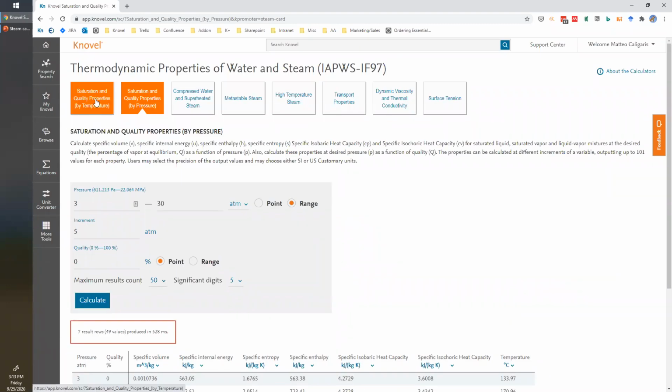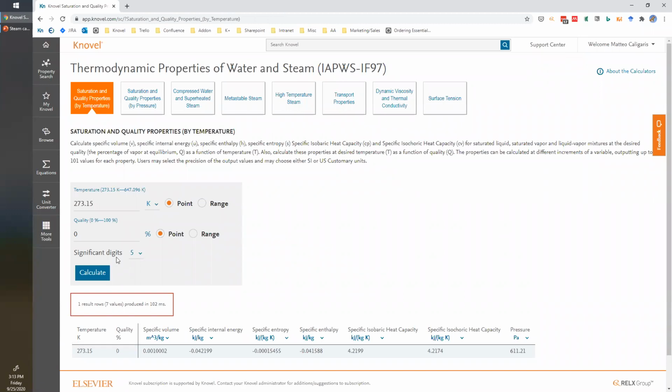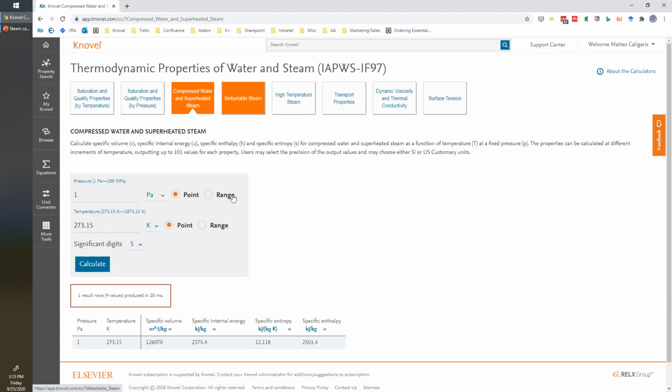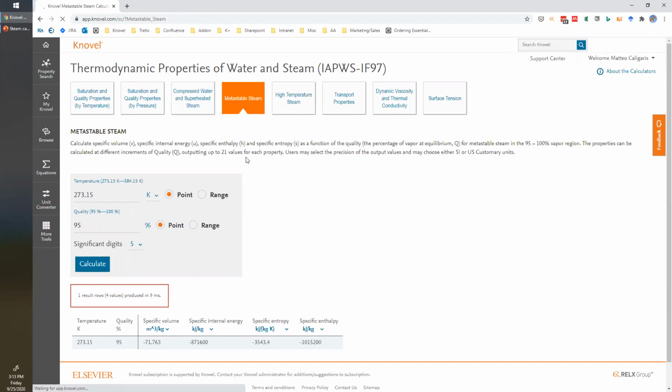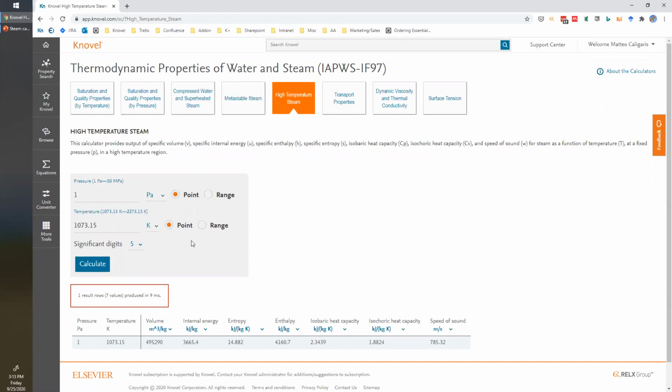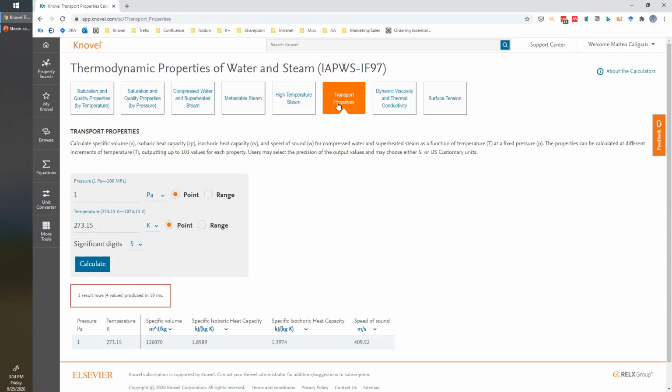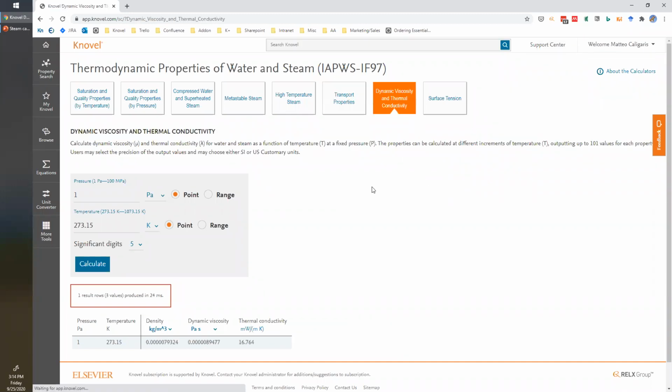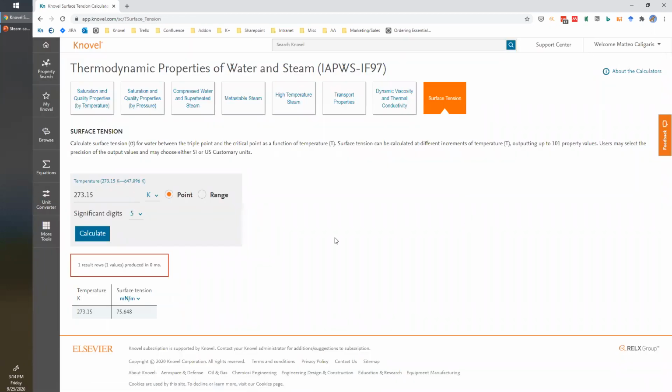With that said, I want to point out a couple more things. You can find temperature and other values by prescribing temperature and quality. The compressed water and superheated steam calculators will take pressure and temperature to give you the different properties. The metastable steam will take temperature and quality as well. High temperature steam will go from pressure and temperature, from very high values, starting from about 1100 Kelvin. Transport properties will accept pressure and temperature as well. Dynamic viscosity and thermal conductivity will go also for temperature and pressure, until we get to surface tension, which only gets the temperature. With that said, I hope this was helpful, and I'll gladly take questions if needed.